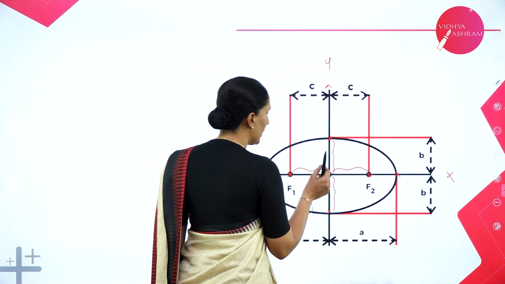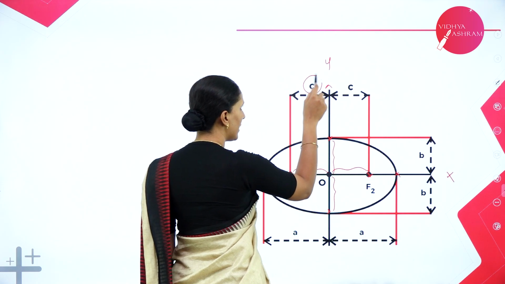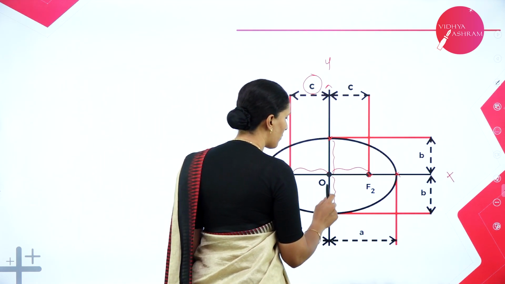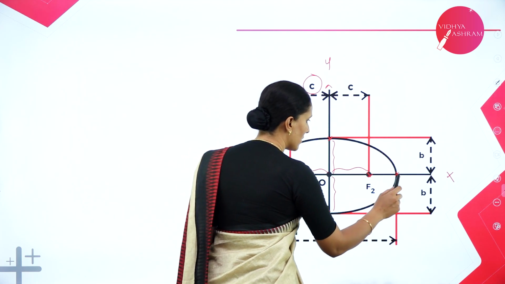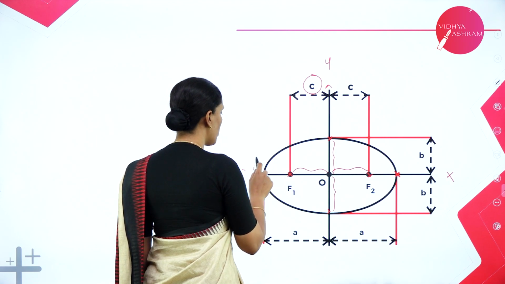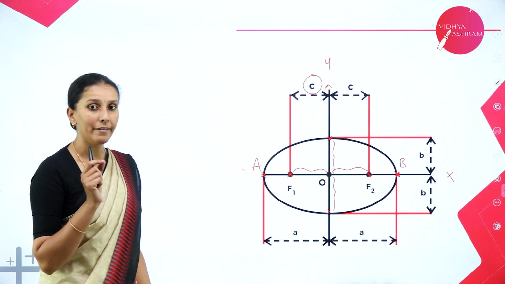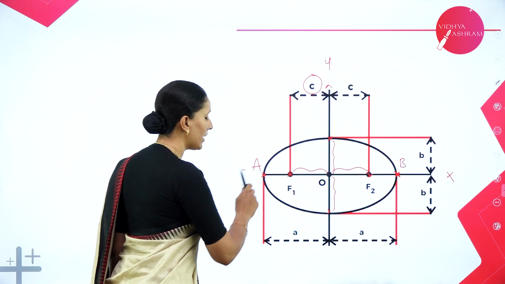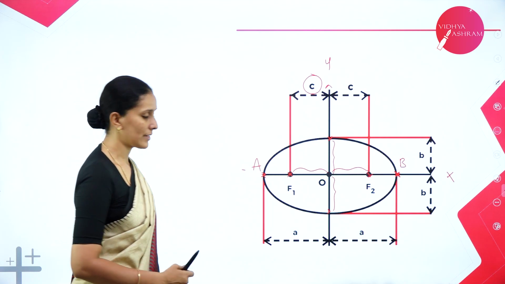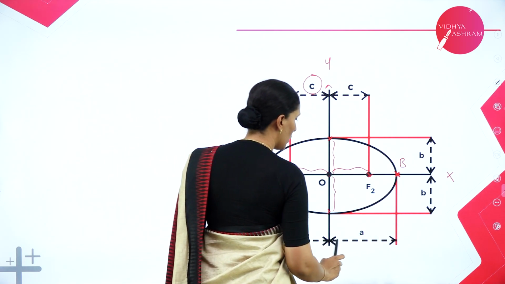Also the distance from the focus to the center will be the same and it is considered as C. So it is called C. And the distance from the center to the vertex. The end points on the major axis are called vertices. If I name them A, B, so here A and B are called the vertex of the ellipse. So vertex means it is the end points of an ellipse on the major axis. Therefore, the distance from the center to the vertex will be the same.